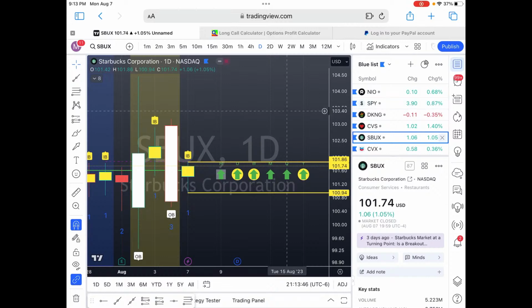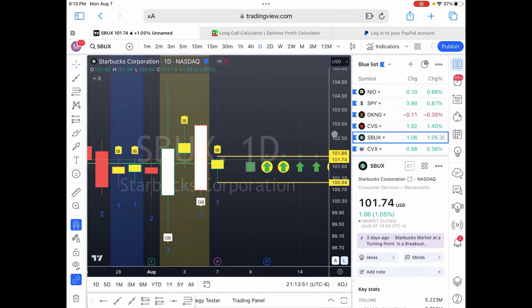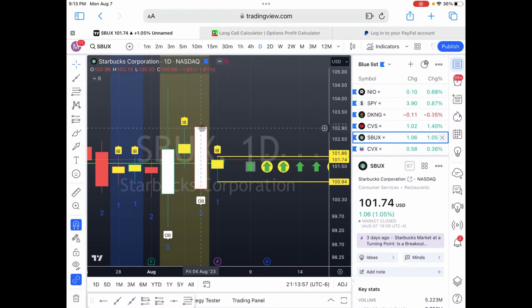Okay, so here's another one, Starbucks. We look for this 3-1. And here, I'll show you this, guys. I said before, they don't always work out. It's based off of probability, okay? 3-1, just like we had here. We trended up, and then we reversed right back through. It ended up being another outside bar.